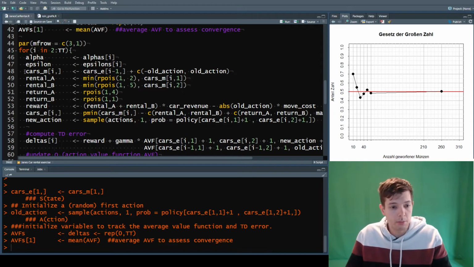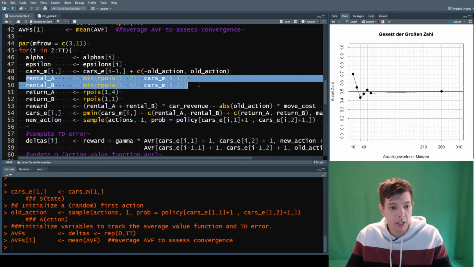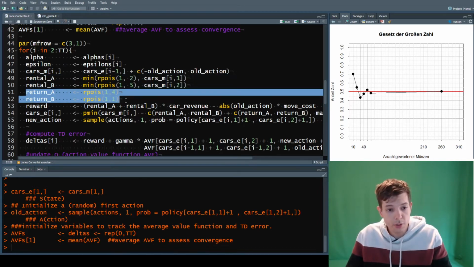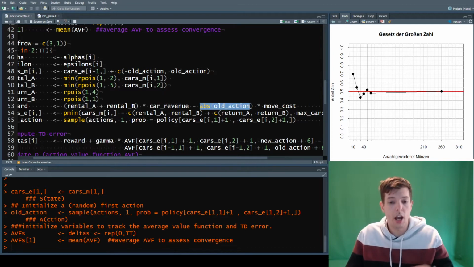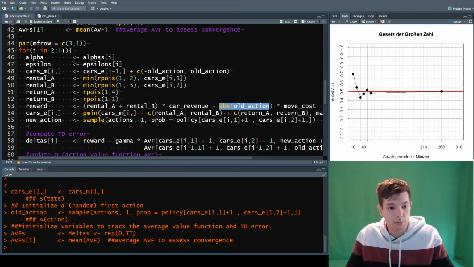Once we determined how many cars both locations have in the morning, we can then simulate the number of rental requests in A and B and simulate the number of rental returns in both locations. And based on the rentals of both locations and the revenue we generate from a single car and from our old actions, so how many cars we move from A to B or from B to A, this multiplied by the cost of moving a single car will then constitute our reward of this iteration.